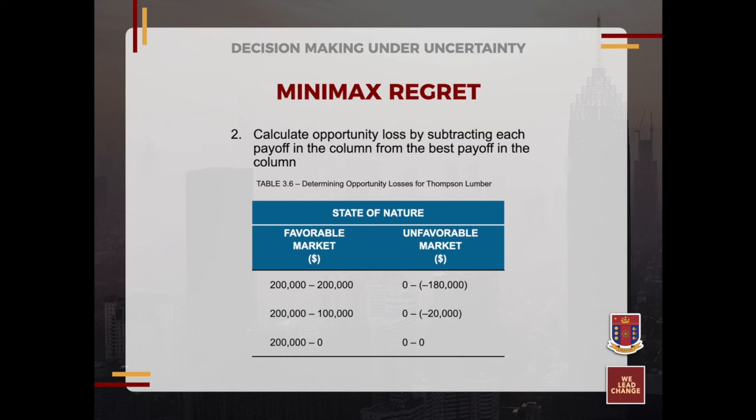And then for unfavorable market, it's still the same thing. You choose the highest number and you use it as a value in which you subtract the payoffs from. So the same goes that you choose the highest number from which each of the payoffs are subtracted. So for the unfavorable market, 0 would be the highest number. And so 0 minus negative 180,000. And then for second alternative, that's 0 minus negative $20,000. And then third is 0 minus 0.